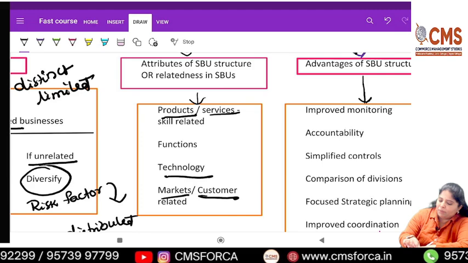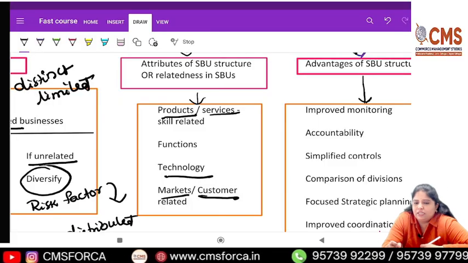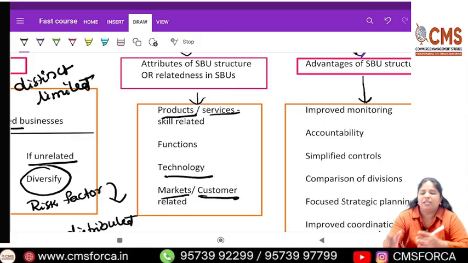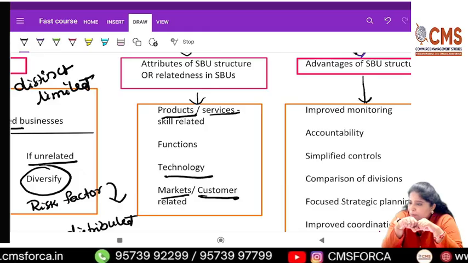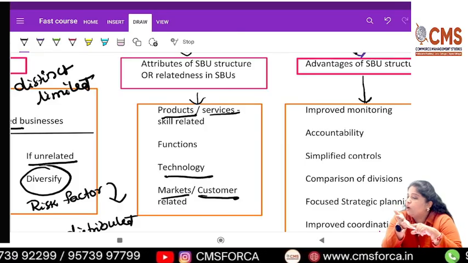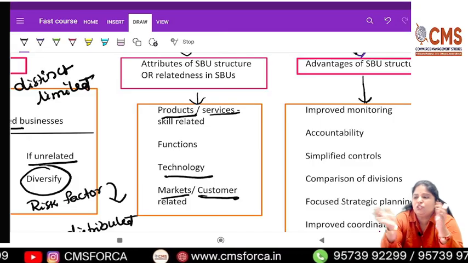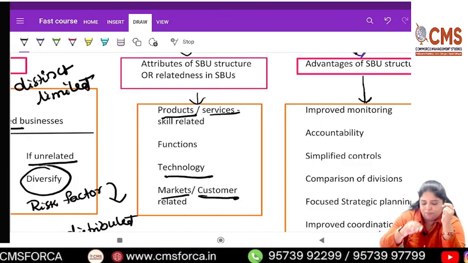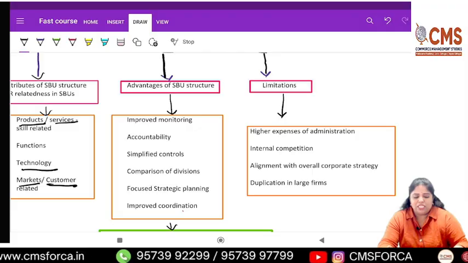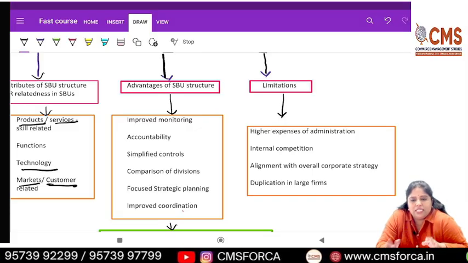I think you remember the same concept we learnt even in the context of multi-divisional structure. So when you are grouping divisions into SBUs, grouping can be done on the basis of market, customer, technology, geographical location, products or services. Based on these similarities and attributes, you can go for grouping. Shall we go further? Now, SBU structure has its own advantages and its own disadvantages.